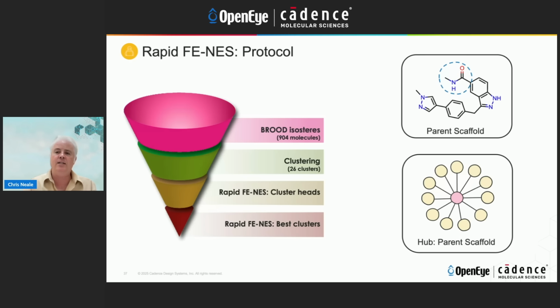The parent scaffold again is on the top right, and I'm going to use a star map for this, where the parent scaffold is the hub, and all of the analogs that I'm evaluating are the spokes, where the lines represent independent relative binding free energy calculations.